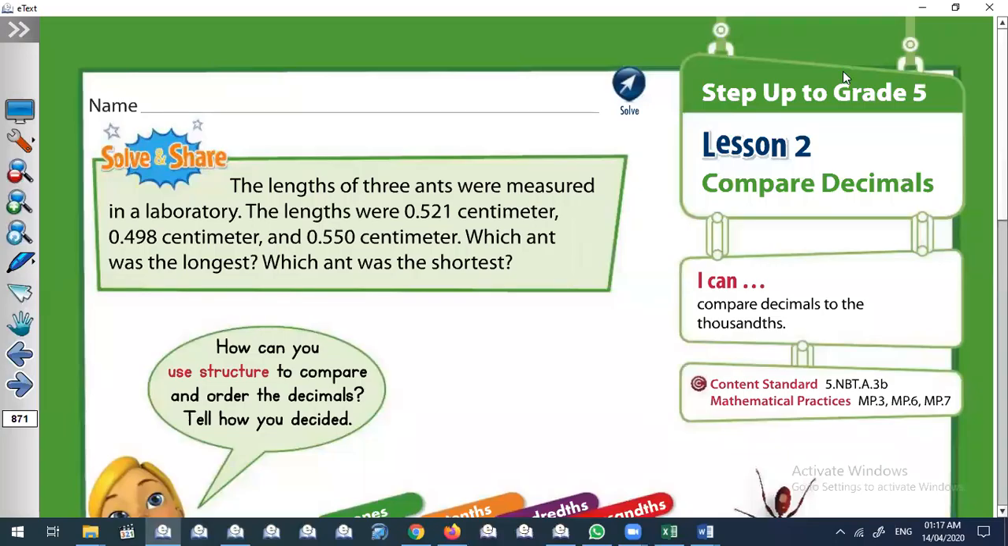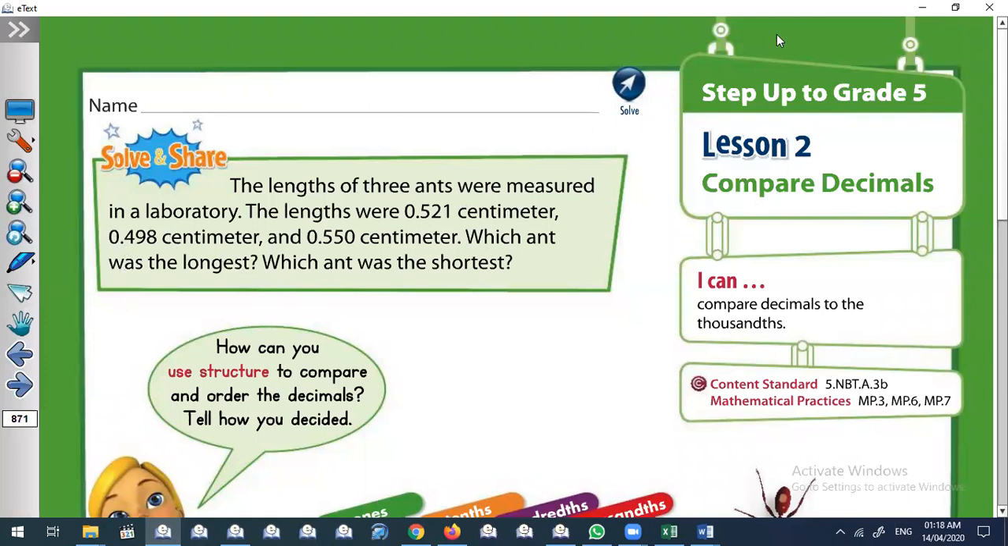How are you today? Our lesson today is lesson 2, step up to grade 5, which is compare decimals. Today we are going to learn how to compare between two decimals.